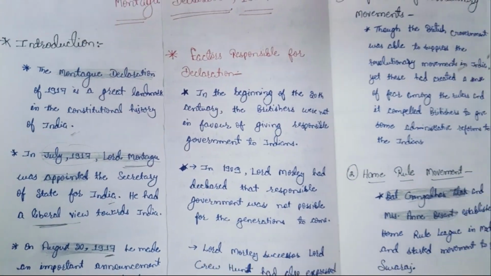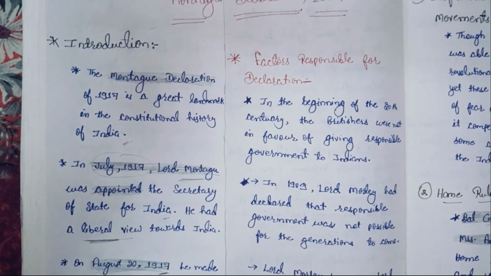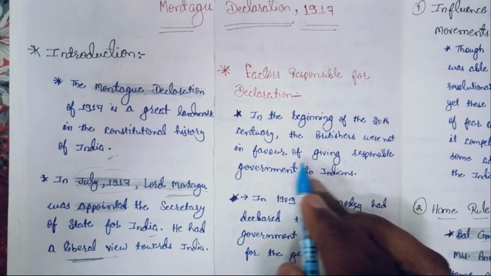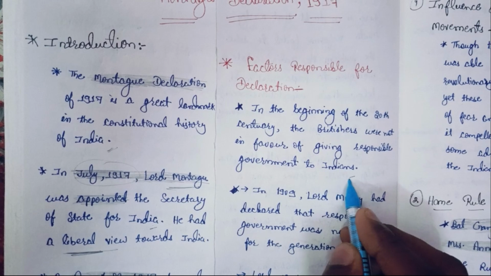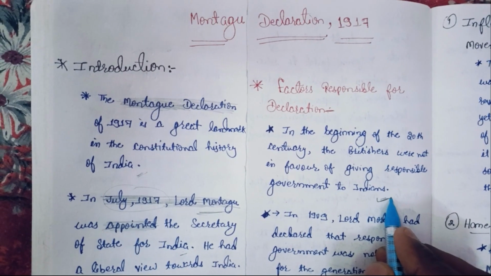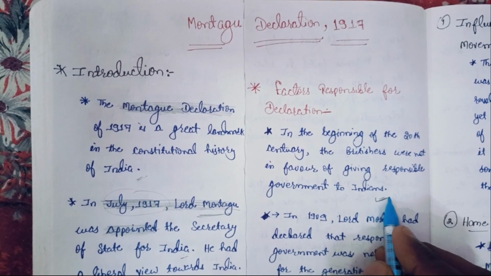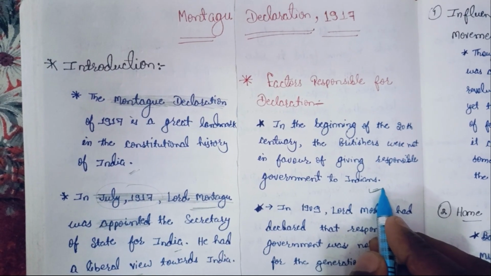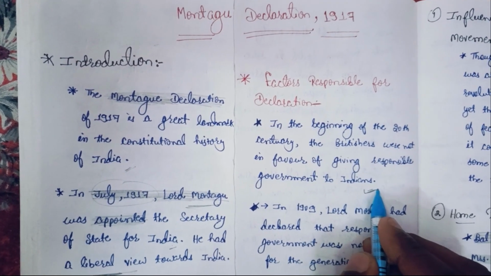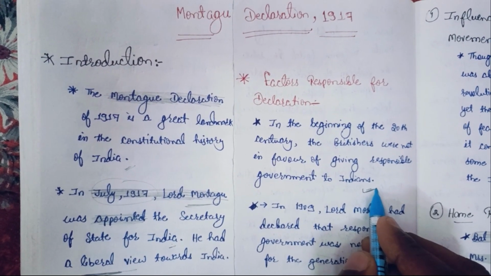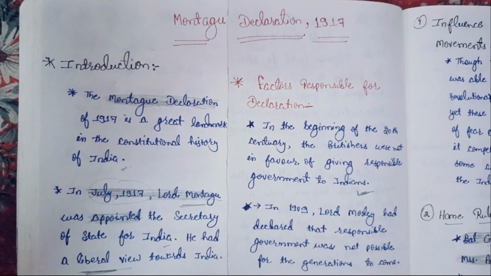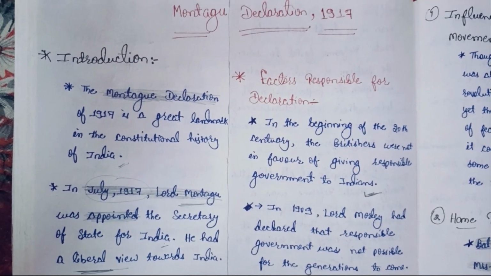Now let's see the factors responsible for the Montague Declaration. In the beginning of the 20th century, the Britishers were not in favor of giving responsible government to India, as we have seen in the announcement of Lord Curzon. In the Lords Assembly, he said that he would never favor Indians in government, and that it is impossible to give Indians full representation.